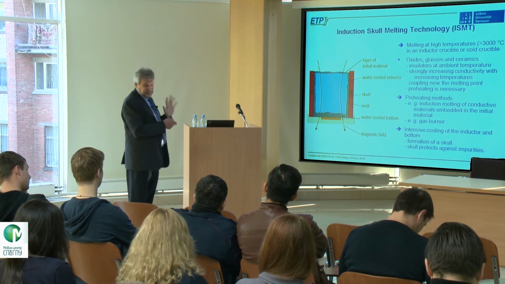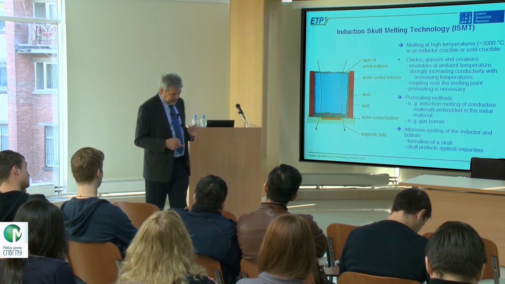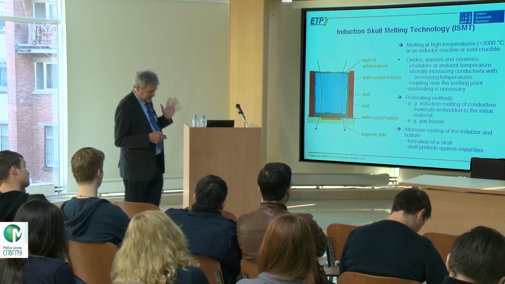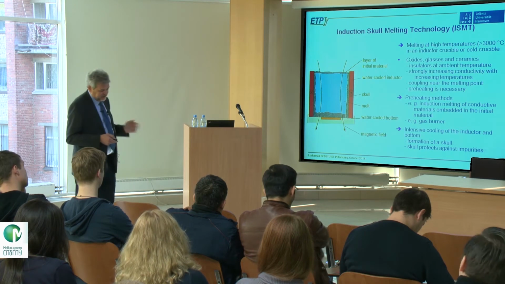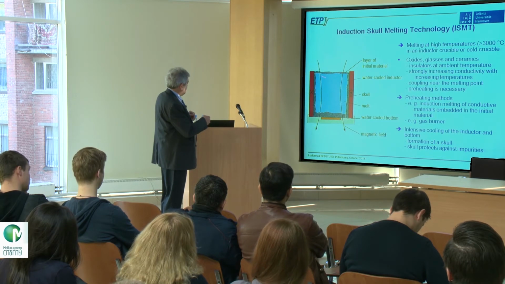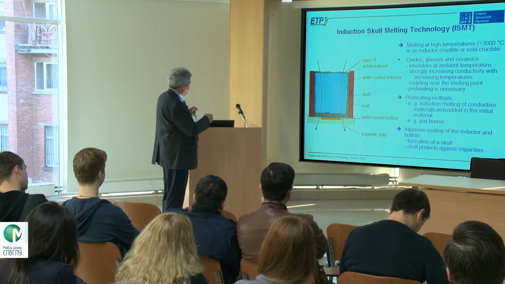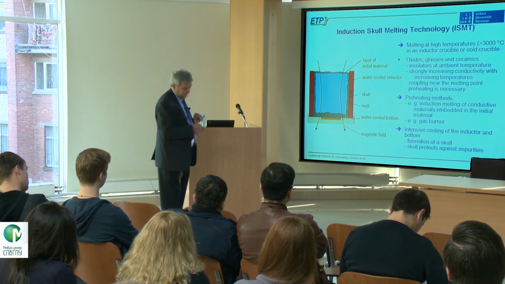If we use glasses, we use a gas burner, because glass becomes conductive already at 500 degrees centigrade. This is very easily done by a gas burner, from top. And then you get a kind of bath here. And this bath is coupling, and then the heat goes through the whole melt.